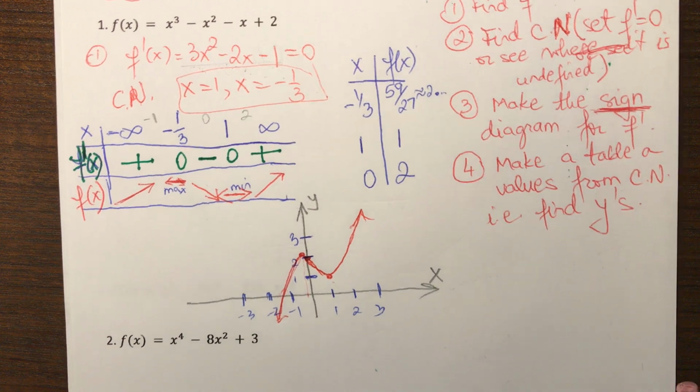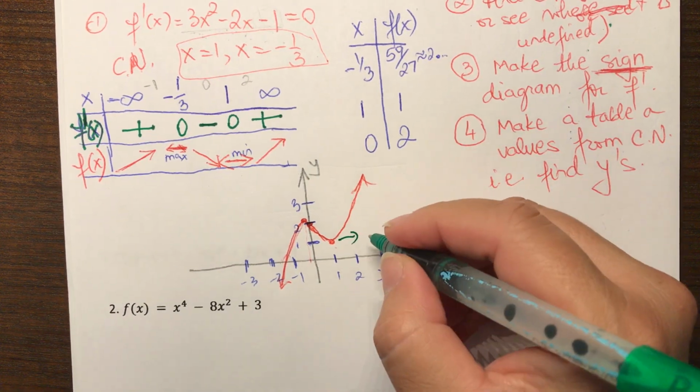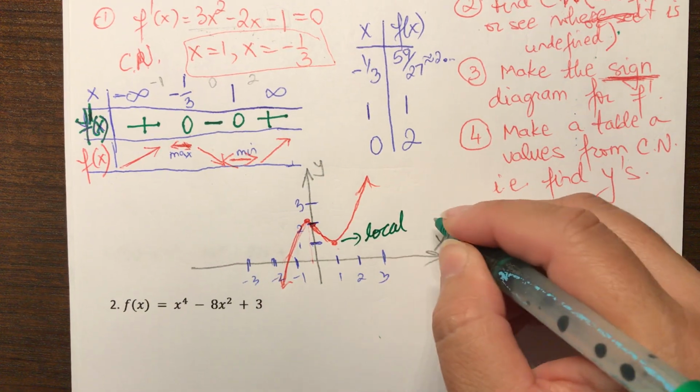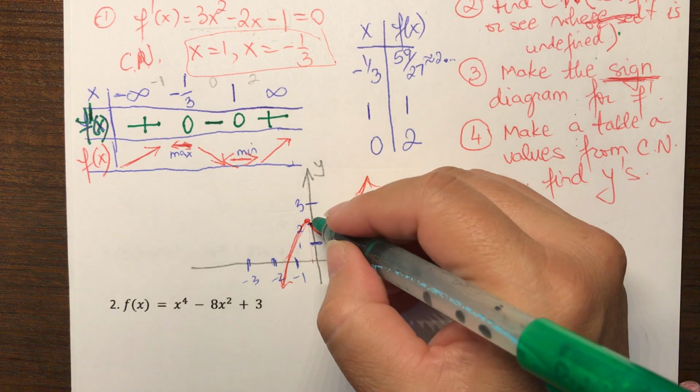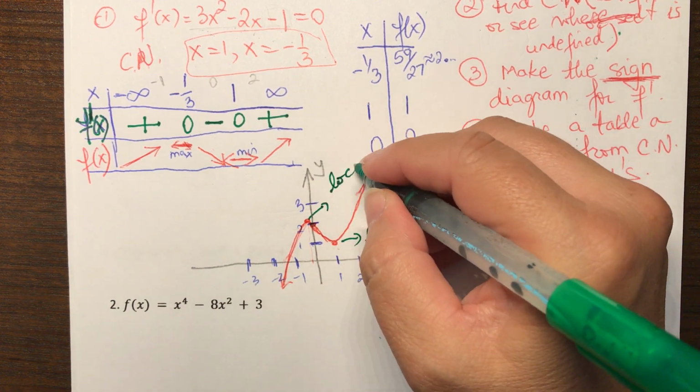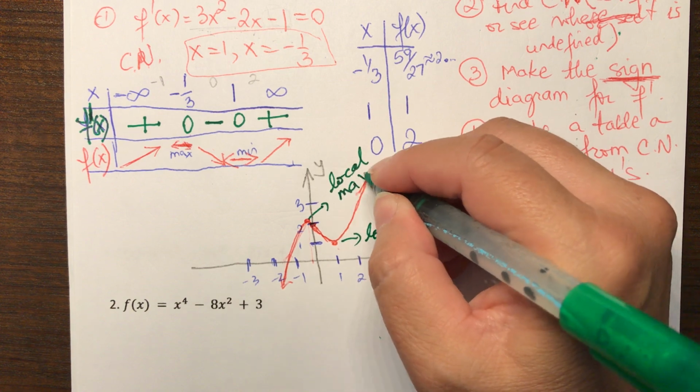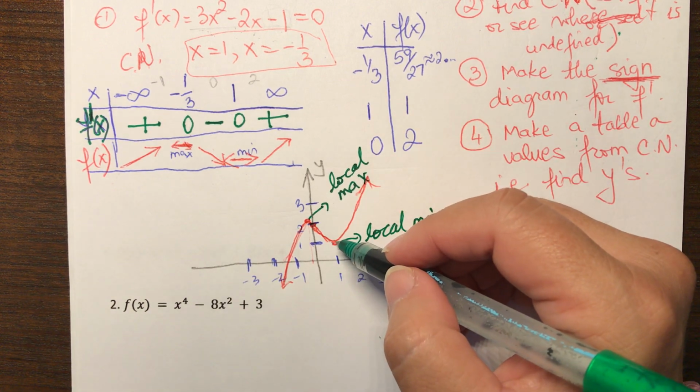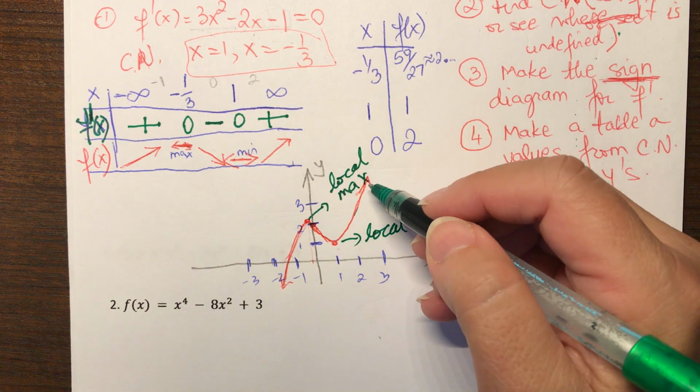So what do we find? This point here is a local min. This point here was a local max. So in other words, we know how far down we have to go before we turn the graph around.